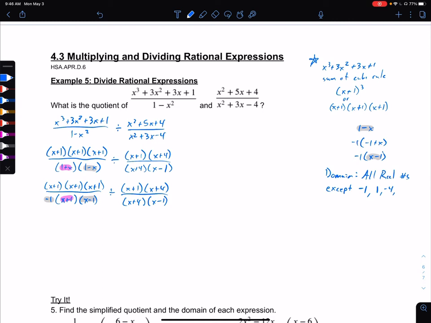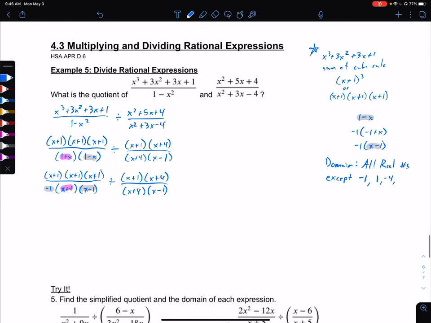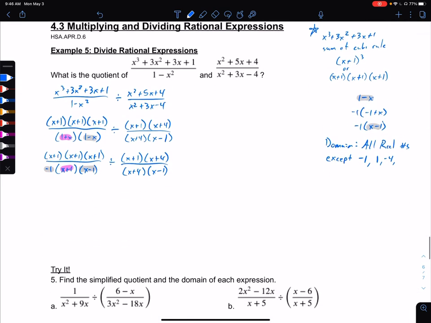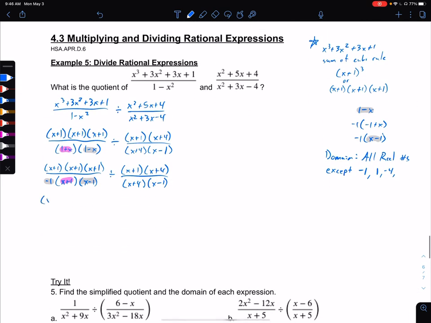Now that we're dividing, we want to turn this into a multiplication problem. We're going to rewrite our first fraction exactly as it is. We're not going to change anything about it. However, our second fraction, instead of dividing, we are going to multiply by the reciprocal. So my numerator and my denominator are going to be switched or flipped.